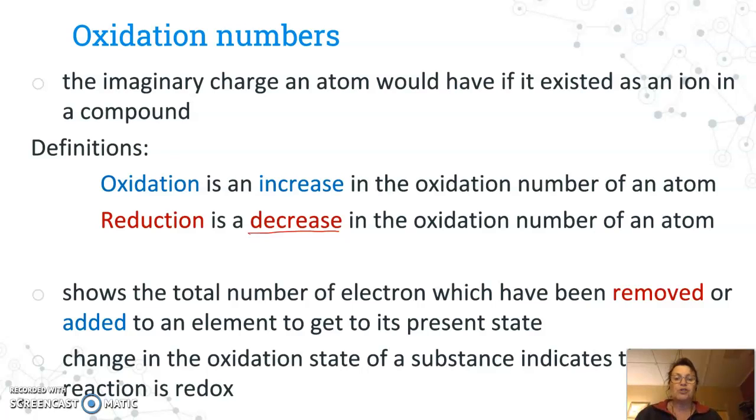Oxidation numbers show the total number of electrons which have been removed in a reduction or added in an oxidation to an element to get to its present state. A change in the oxidation state of a substance indicates that the reaction is a redox reaction.